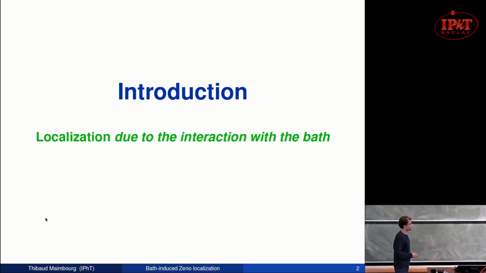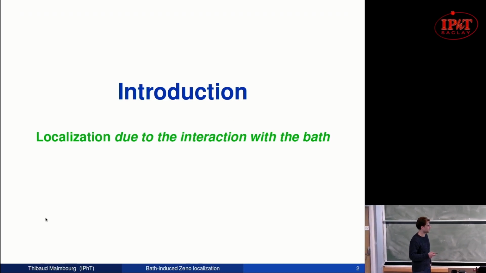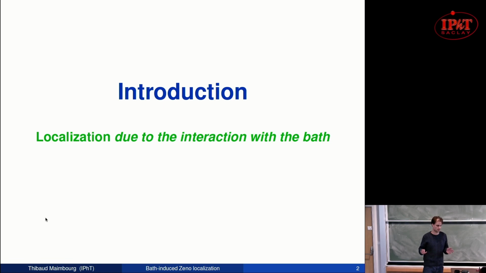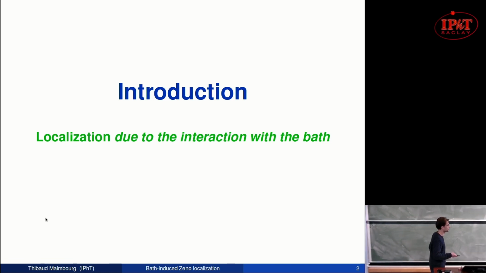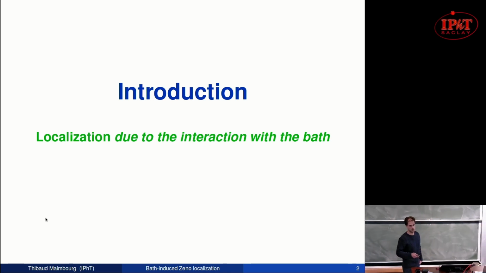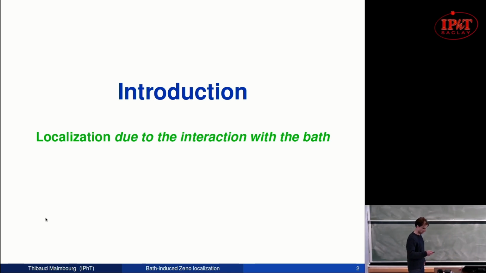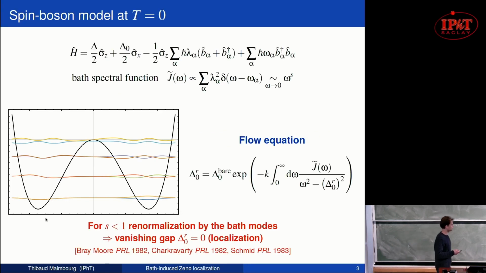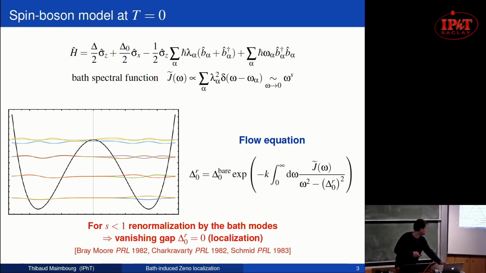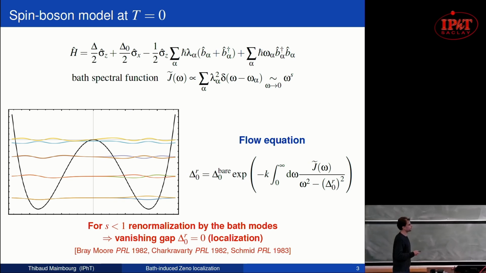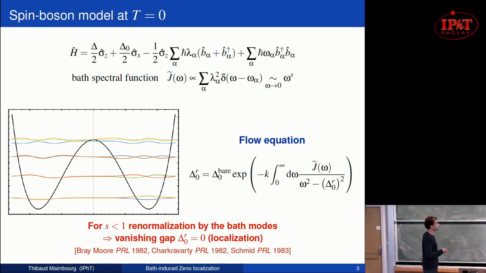Right. So first, I will talk about two examples. I will take examples of systems that have localization induced by a bath. So in this sense, I will specify what localization means. So maybe the most well-known model is the spin boson model.